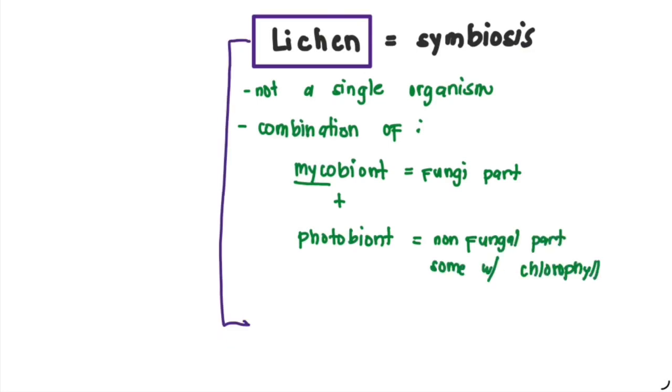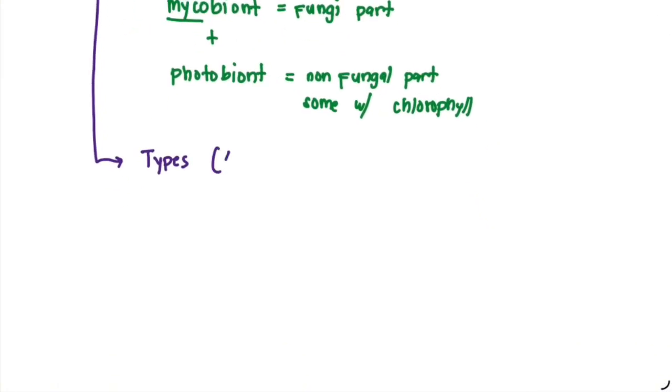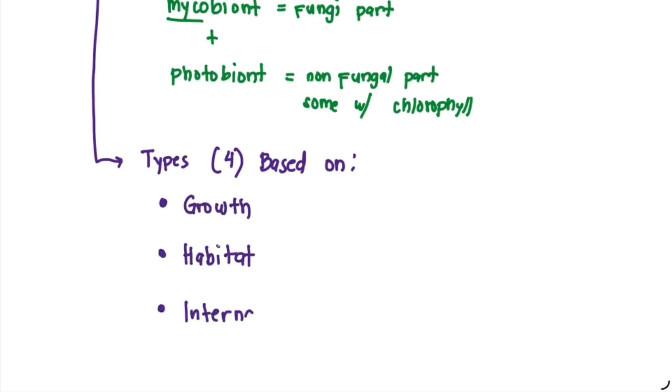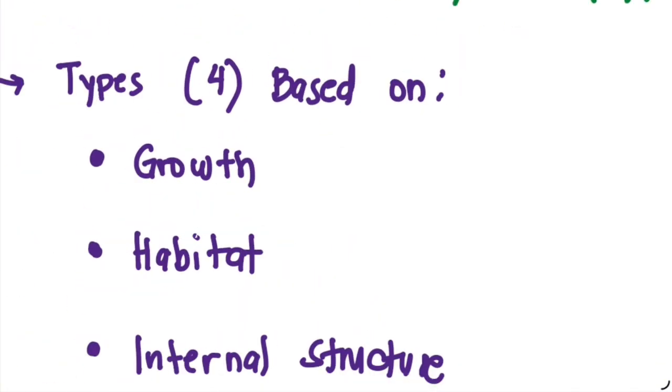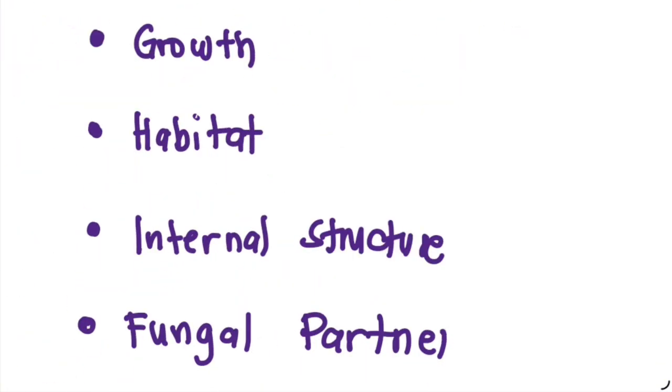So regarding sa types of lichen, we can classify them based on different categories. So such as in our lecture, we have 4 categories. Now, based on, we have growth, we have habitat, internal structure, and even the fungal partner. Kasi nga sila ay magkasama. So sa growth, we have actually 3. Meron tayong crustose, foliose, and fructicose.